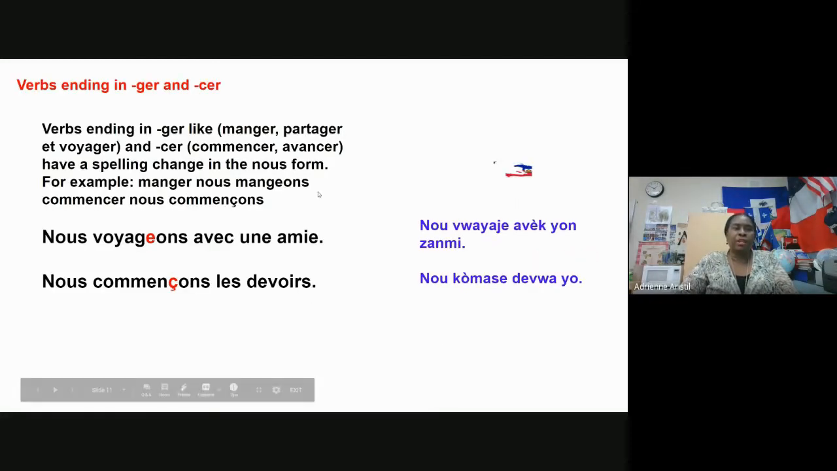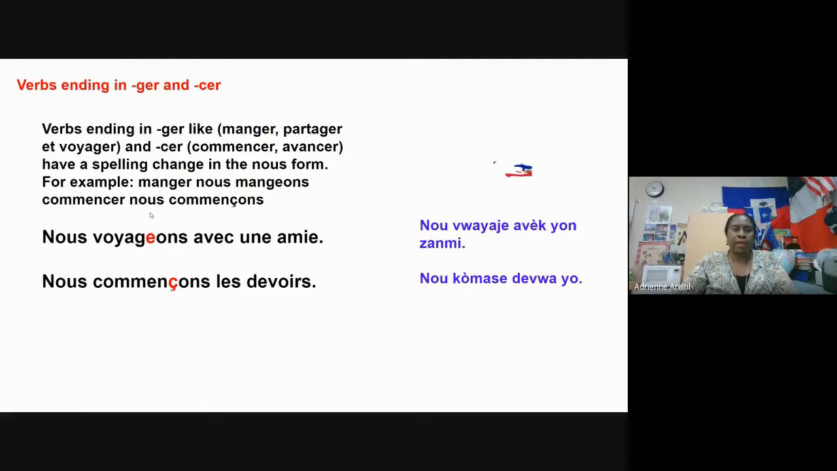Verbs ending in GER and CER. Verbs ending in GER like manger, partager, et voyager, and verbs in CER like commencer, avancer, have a spelling change in the nous form. For example, manger becoming nous mangeons.